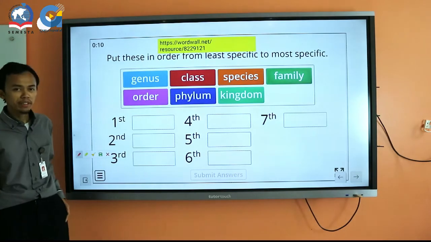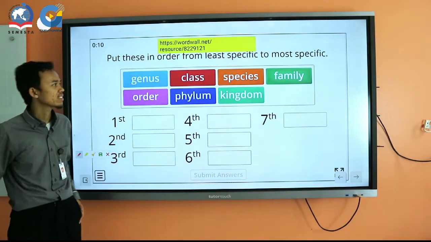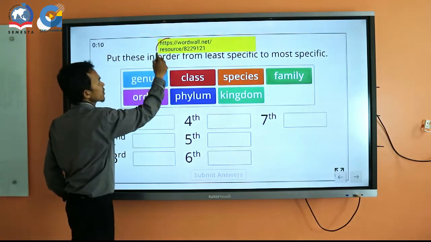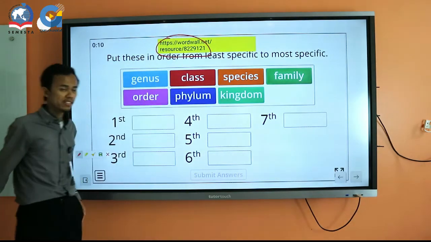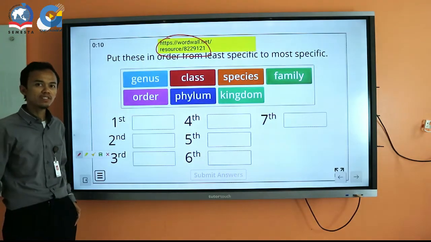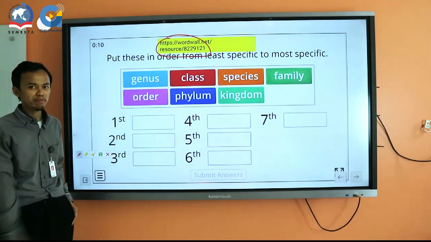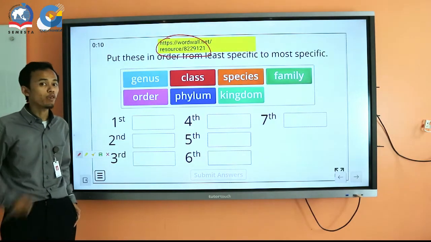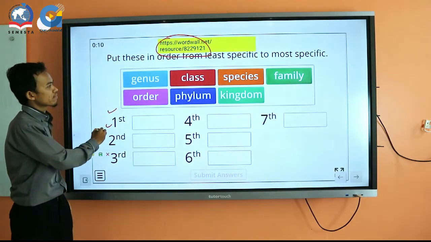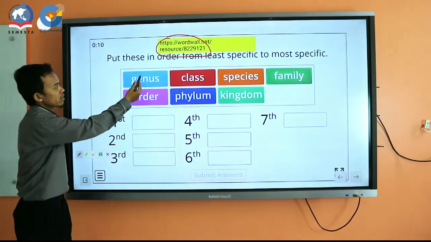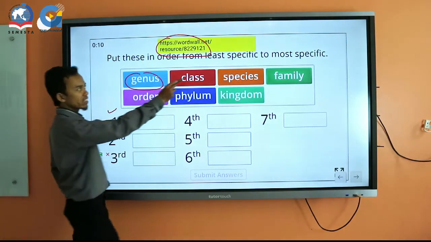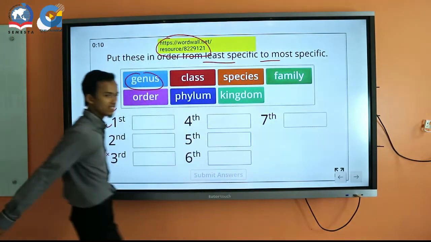Now, to make this topic more joyful and fun, I share this link to your chat box, and simply click the link. I give you 1 minute to play this game. Start from now. 1, 2, 3, go. Just drag and drop the boxes to the correct number from the least basic to most basic.